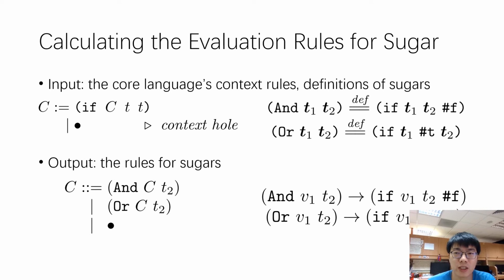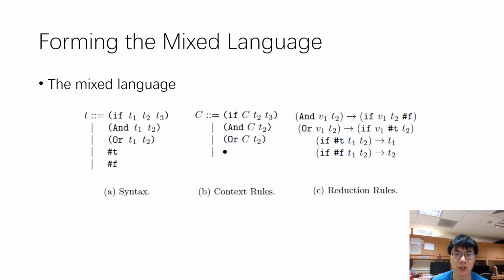So intuitively, T1 is the redex. After T1 becomes a value, the and's right-hand side will be reduced. So now it's necessary to desugar the and expression. Okay, that's a pretty simple process. We can get the sugar and-or context and reduction rules, and just mix them with the core language. We will be able to have the mixed language to run programs with and-or sugars.